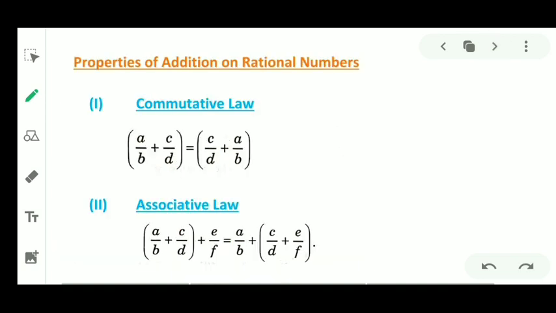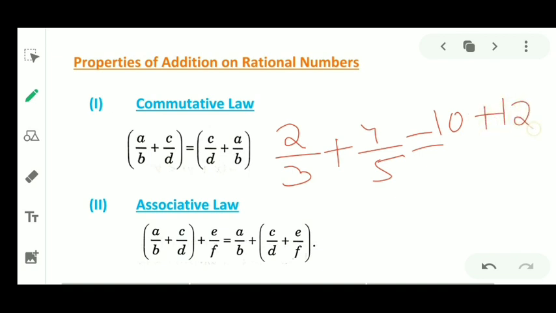Now some properties of addition on rational numbers. First we have the commutative law. Commutative law means A by B plus C by D is equal to C by D plus A by B. It actually means if you add 2 by 3 plus 4 by 5, we get 10 plus 12 by 15, that is 22 by 15.